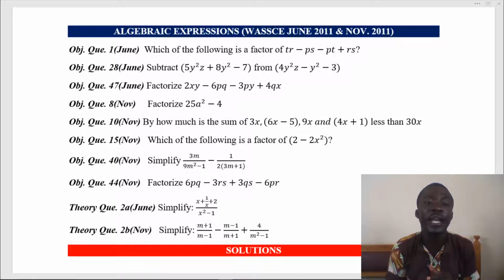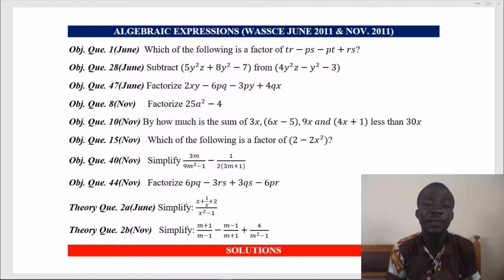Objective question 28, June. Subtract (5y squared z plus 8y squared minus 7) from (4y squared z minus y squared minus 3). Objective question 47, June. Factorize 2xy minus 6pq minus 3py plus 4qx.